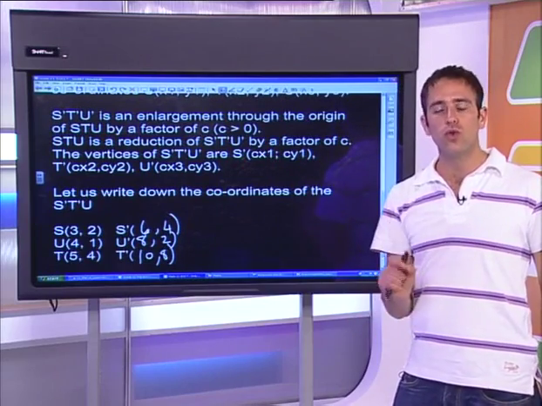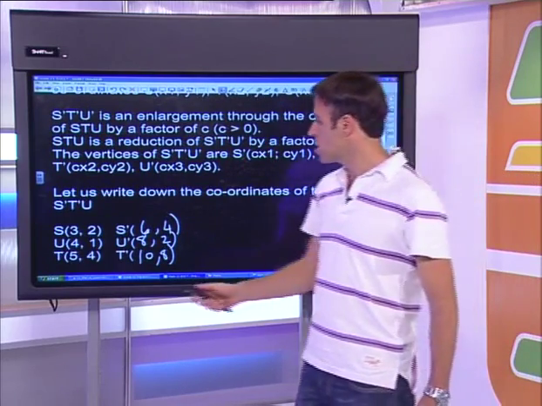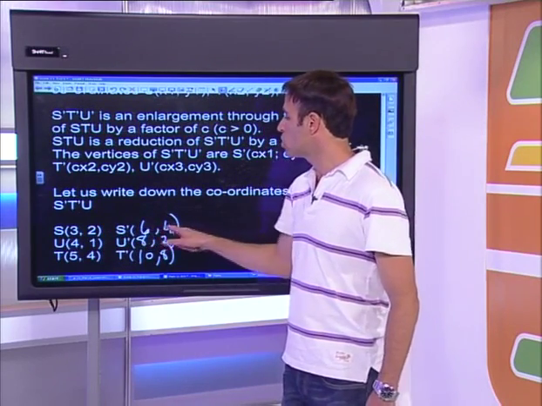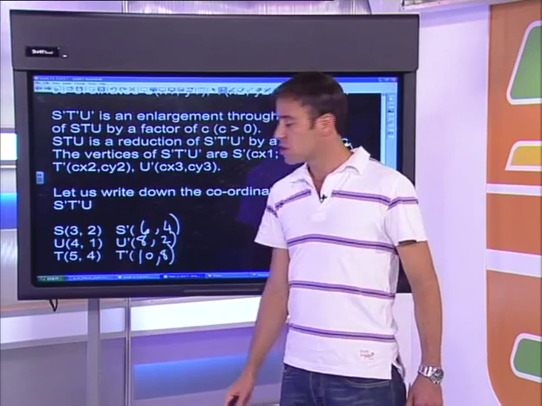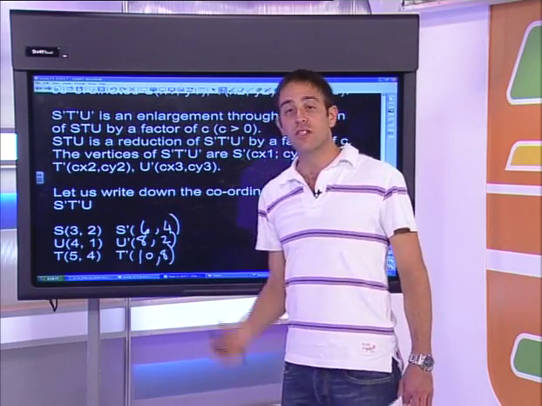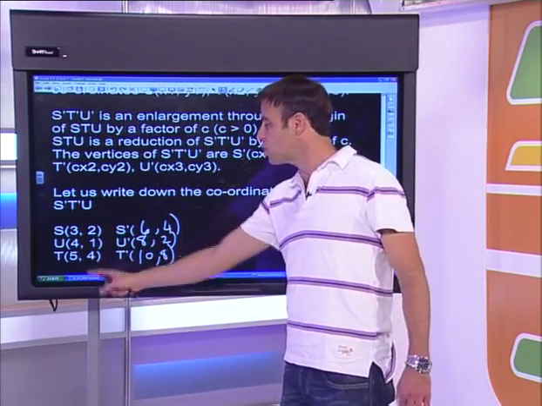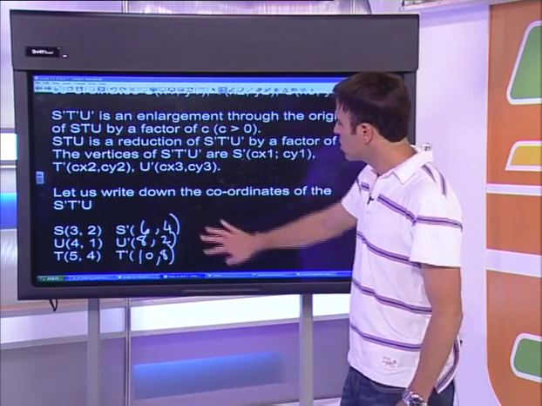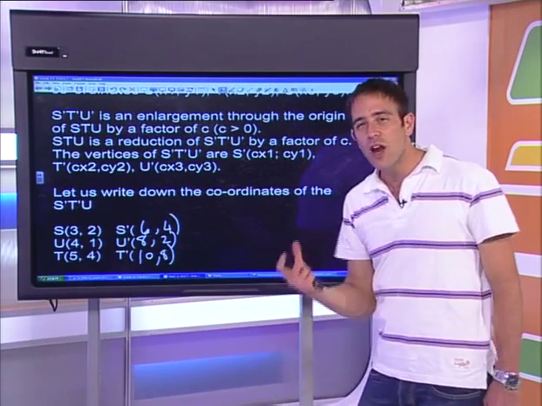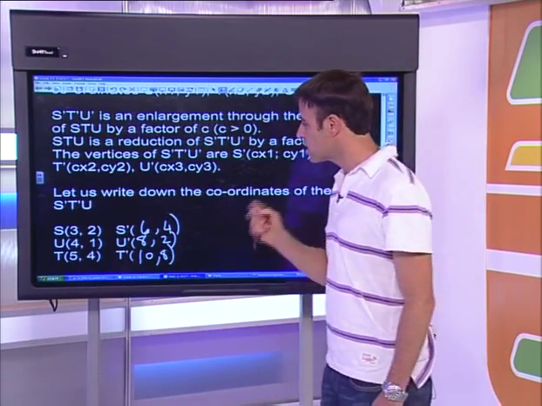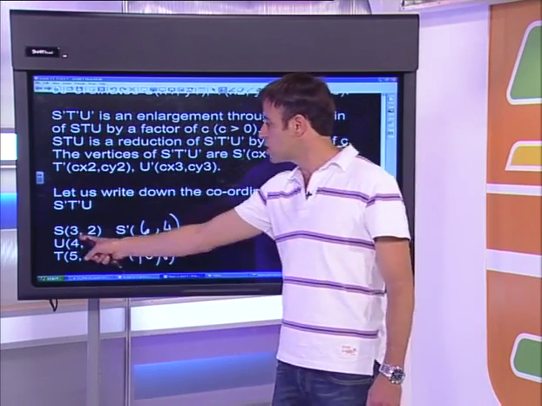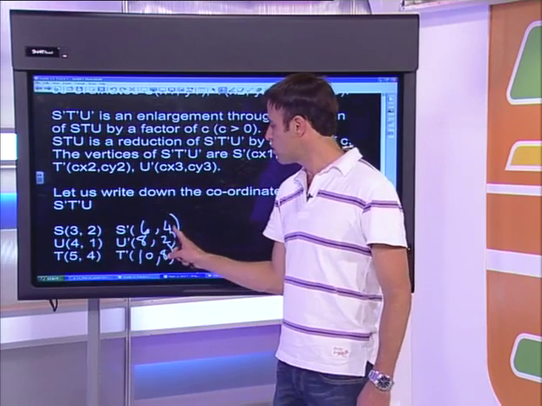Remember, the rule for scale factors is that I multiply both the x and the y to get my new transformed coordinate. So what number is the common multiplication factor, or the scale factor, that I've multiplied each of these coordinates by to get my result here? S prime, U prime, T prime. It's quite obvious. You should all be able to look at it and see it immediately. It's a scale factor of 2, because 3 times 2 is 6, 2 times 2 is 4.